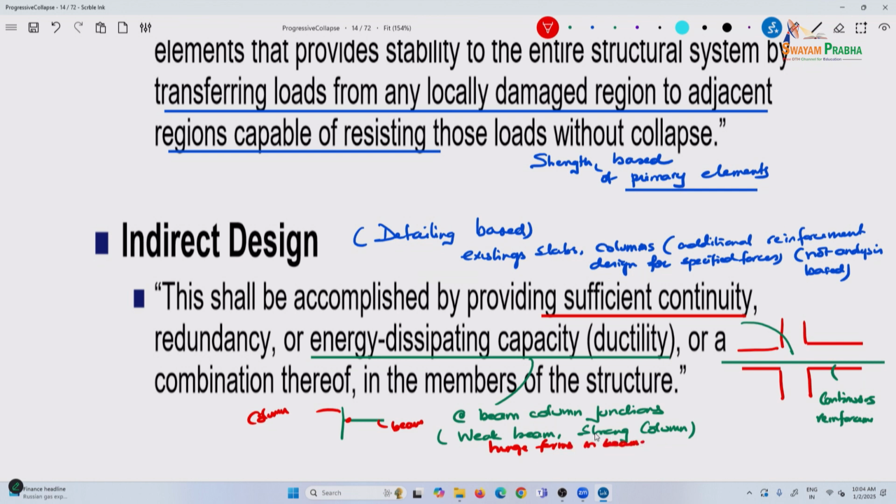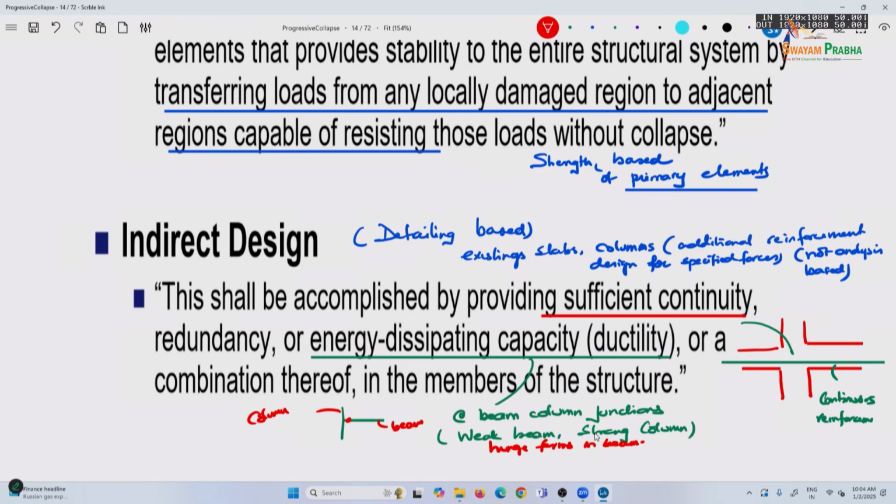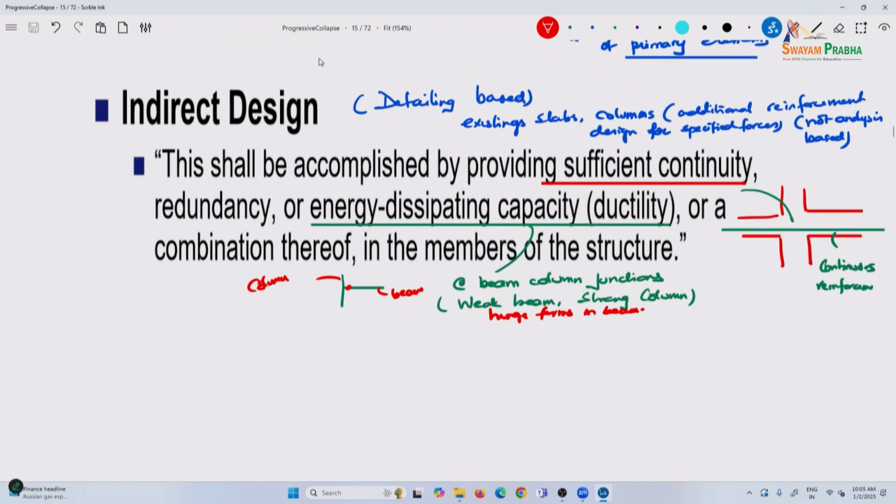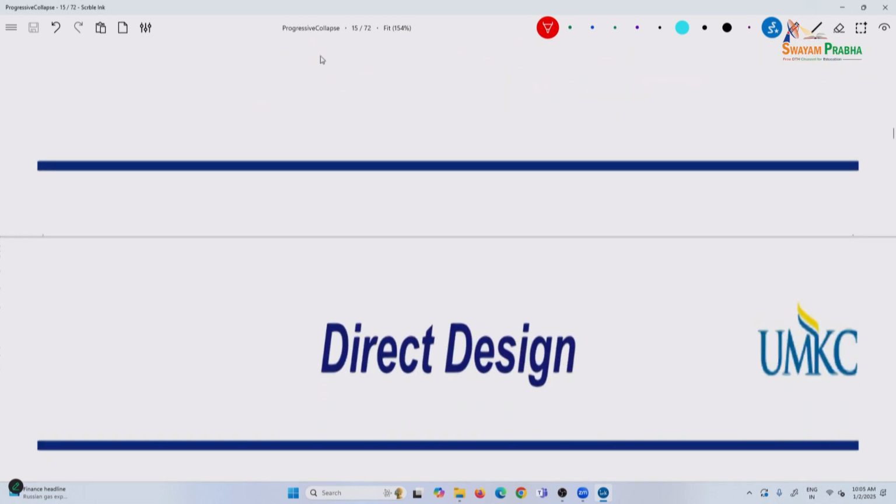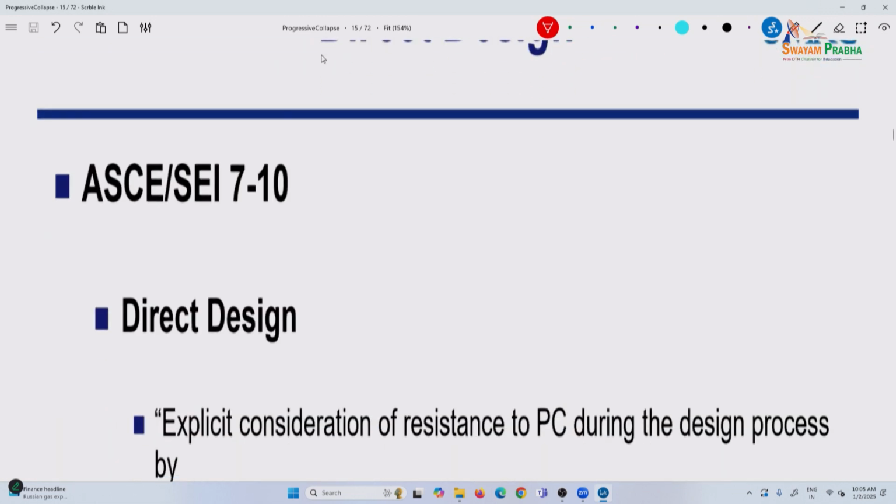Over design your columns. So, you over design the columns. It's okay, right? So, you over design your columns, under design your beams. So, the hinge formation occurs within the beam itself.